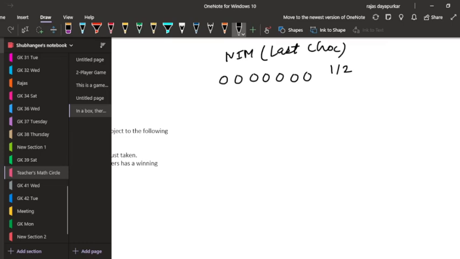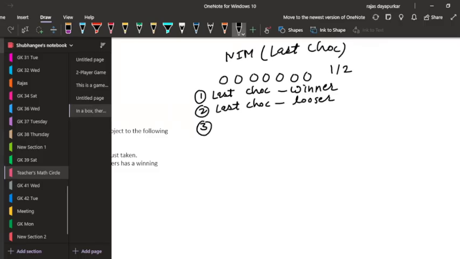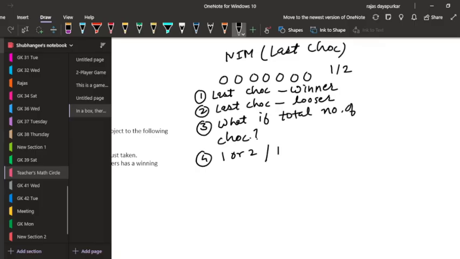Then there were different variations. One variation was that the person who takes the last chocolate is the winner. That was the original game. The second variation was that the person who gets the last chocolate is the loser. Then what if we change the total number of chocolates? Whether our strategy will change, that is one question. Another question: we were allowed to take 1 or 2 chocolates. Instead of that, if we change this to, let us say, 1, 2, or 3 chocolates, how will your strategy change? That could be one of the questions.